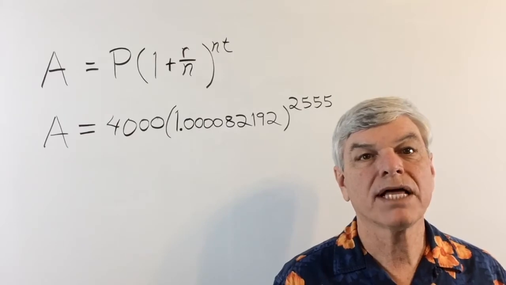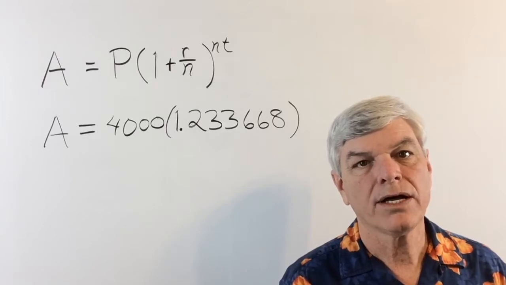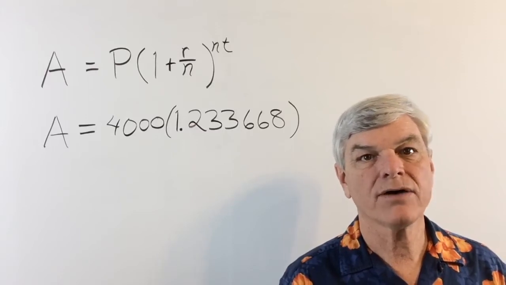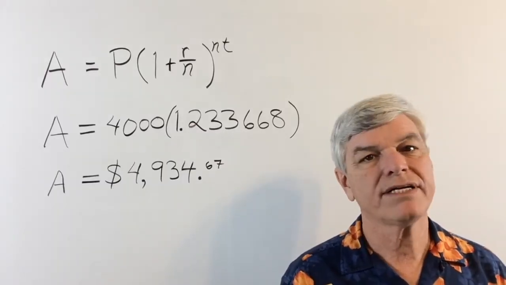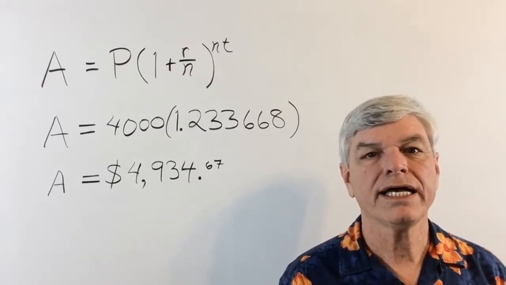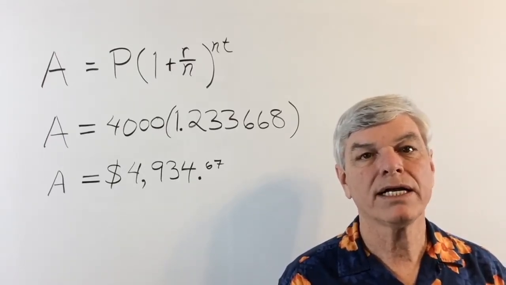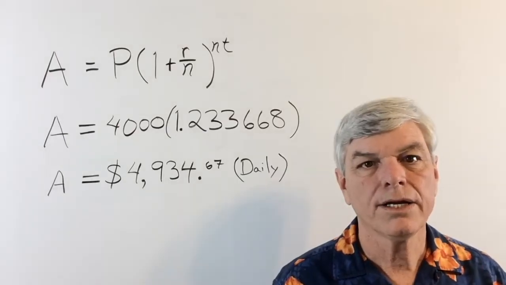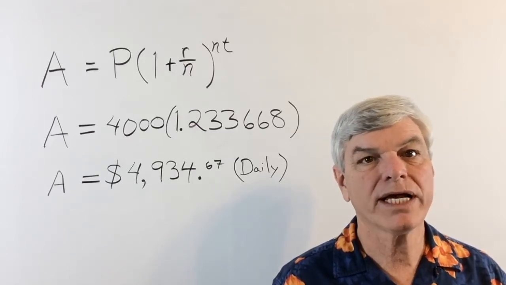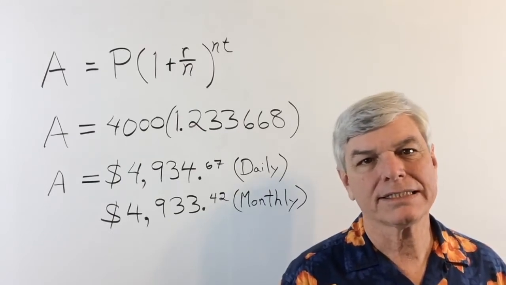Now let's apply that exponent, and that is going to be a number of 1.233668, and we're going to multiply that times 4,000. And we will have an investment of $4,934.67. That's if we compound it daily. Do you remember how much we had? Same principle, same number of years, but we compounded it monthly. Yeah, we only had about $1 less.